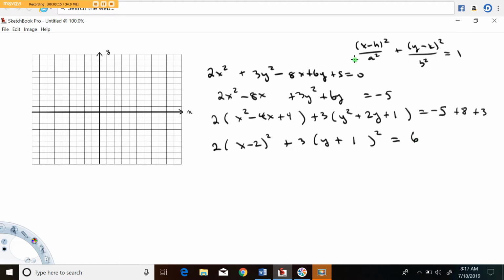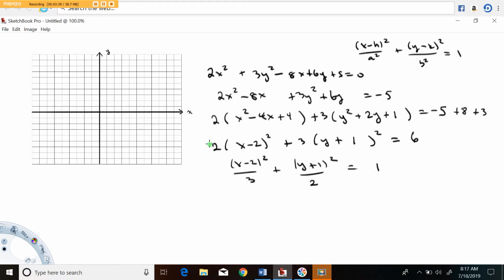All right, next step. We want to make it look just like this. So we'll divide everything by 6. And this is now going to be x minus 2 squared over 3, plus y plus 1 squared over 2, equals 1.